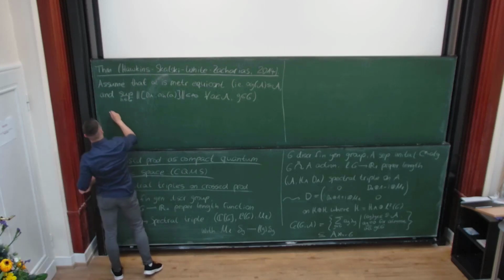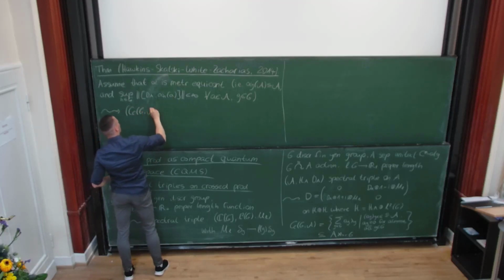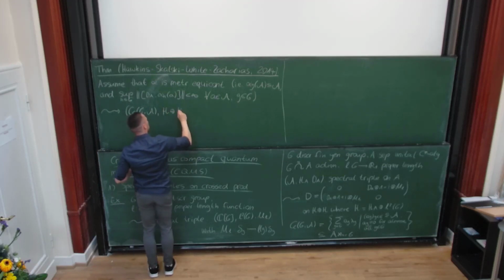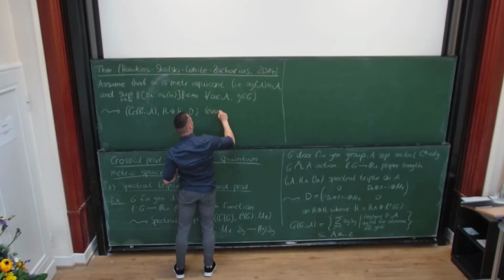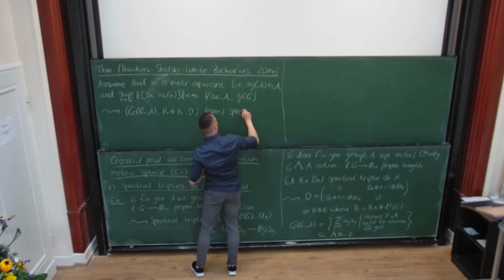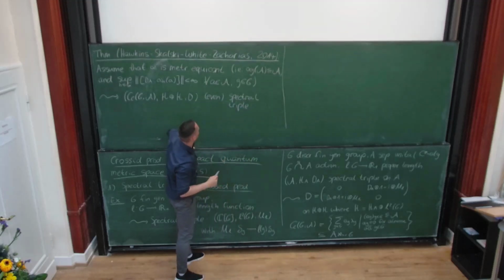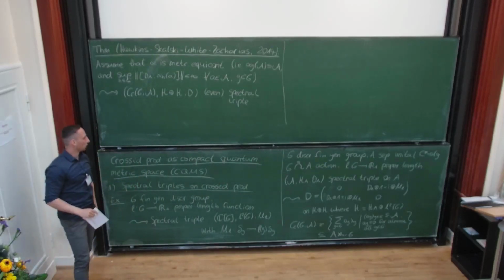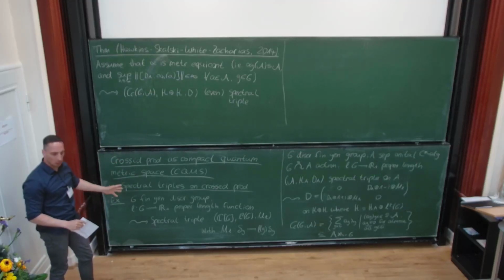And then what they prove is that in this case, this triple is an even spectral triple on the cross product star algebra. Alright, so this is quite nice. We have a nice looking construction of even spectral triples on cross products. It kind of looks like the example from before.